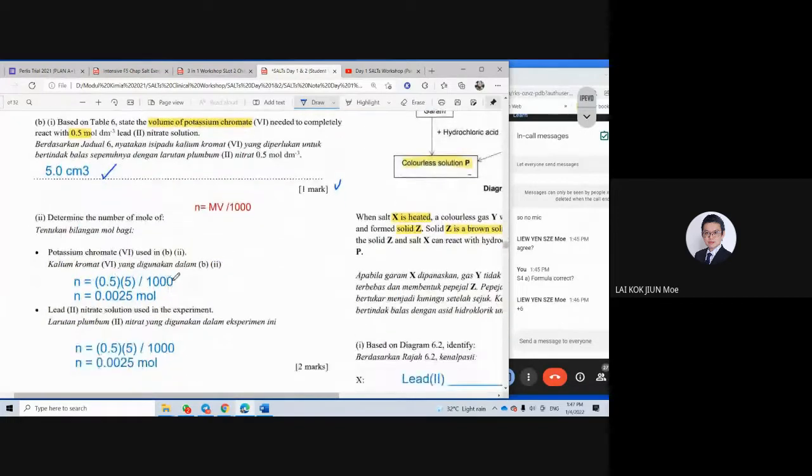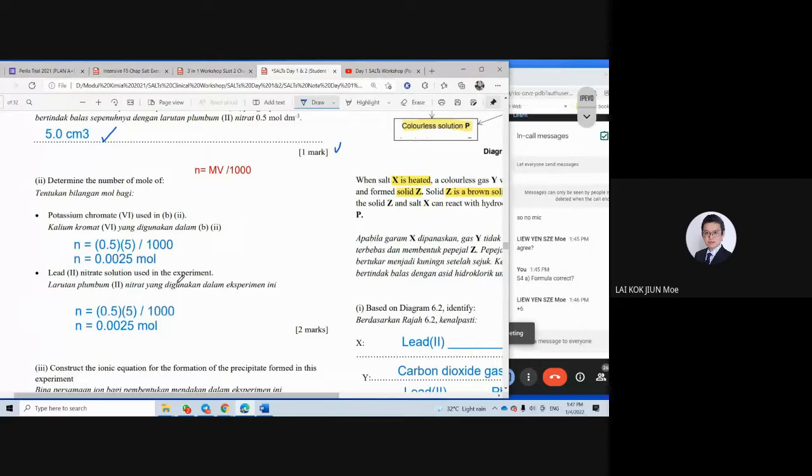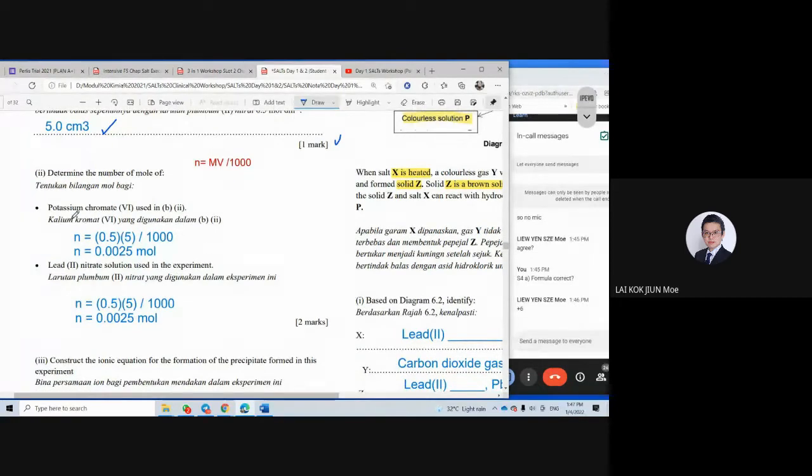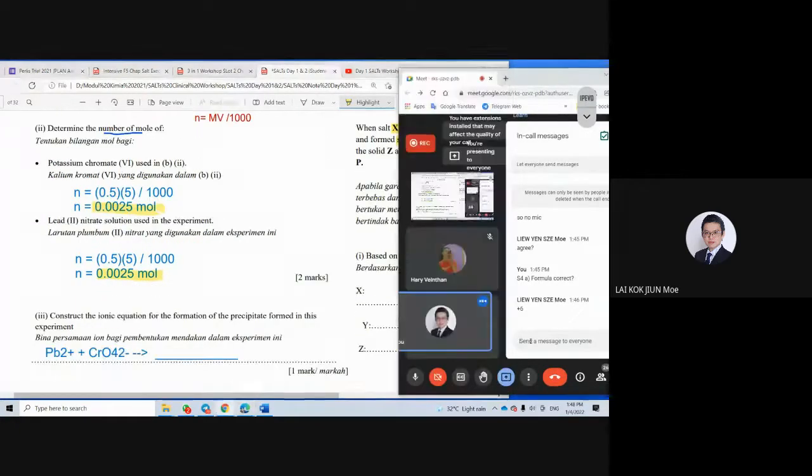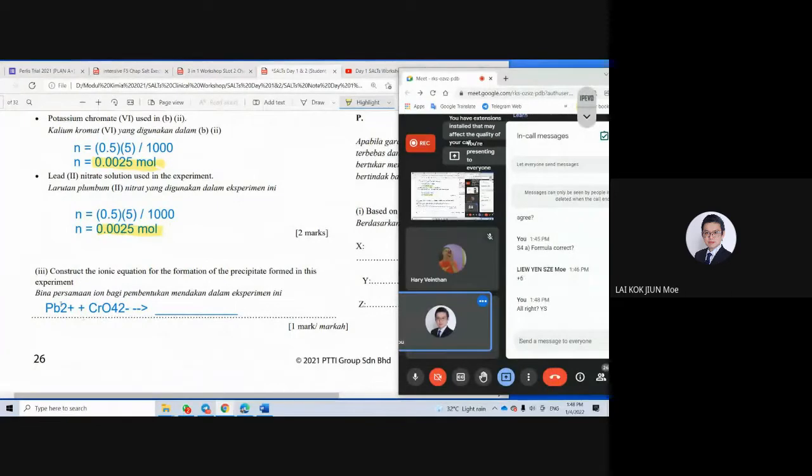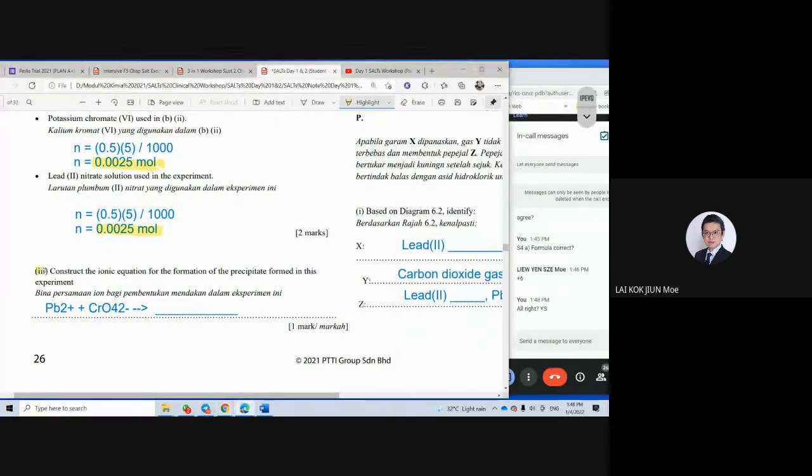Okay, how about number 2? Number 2, Yanxi, is the calculation correct, to calculate the number of moles? Agree, Yanxi? If you don't agree with my answer, you can just voice out. You can just type in the text board, no problem. All right, Yanxi. Okay. No problem, Yanxi. We go to number 3.